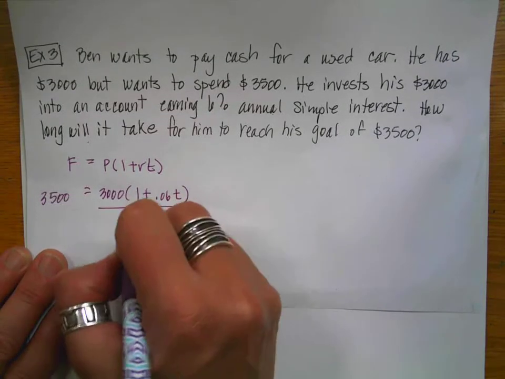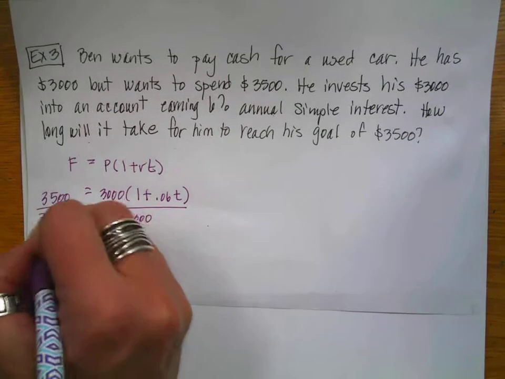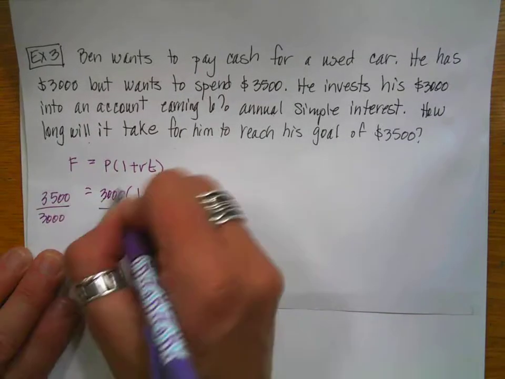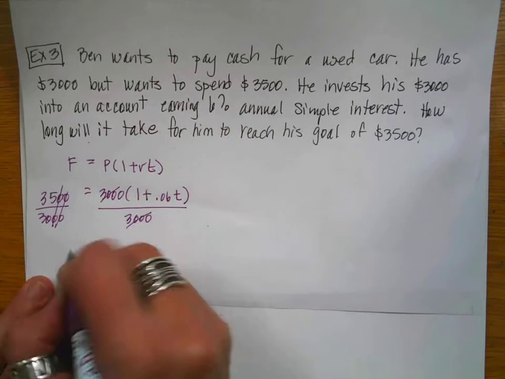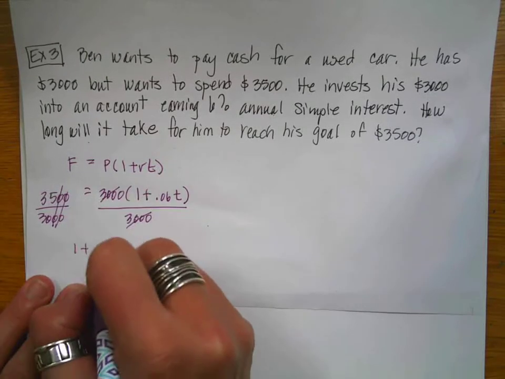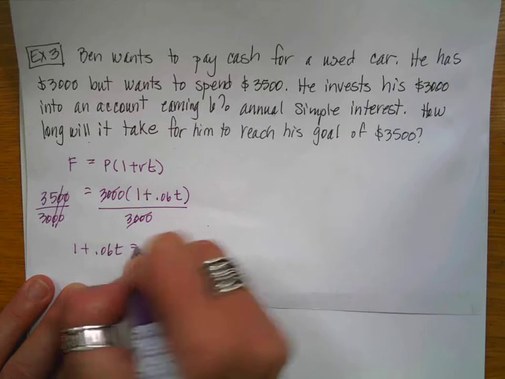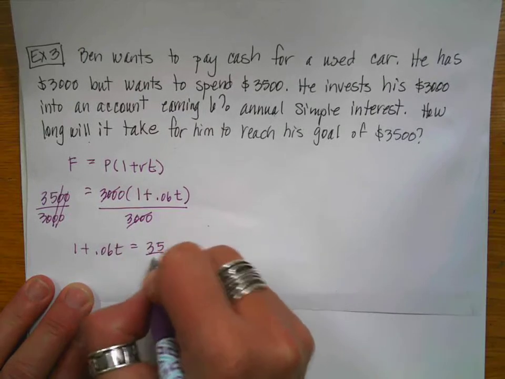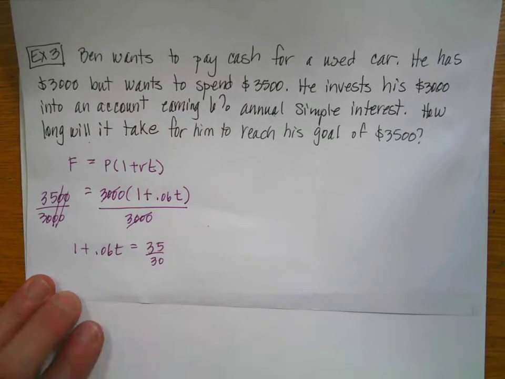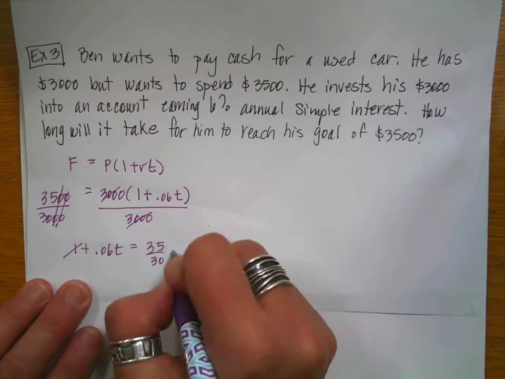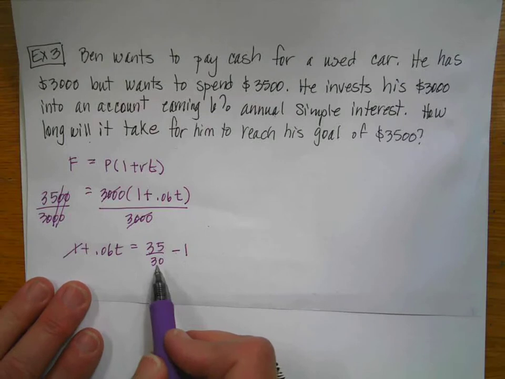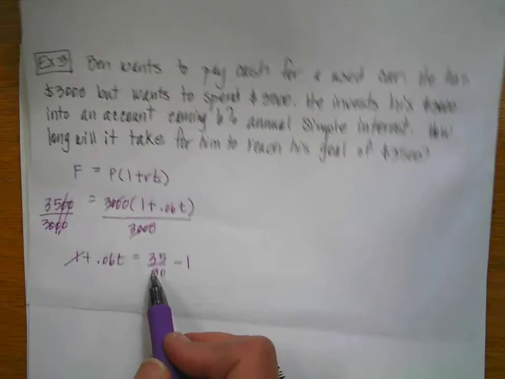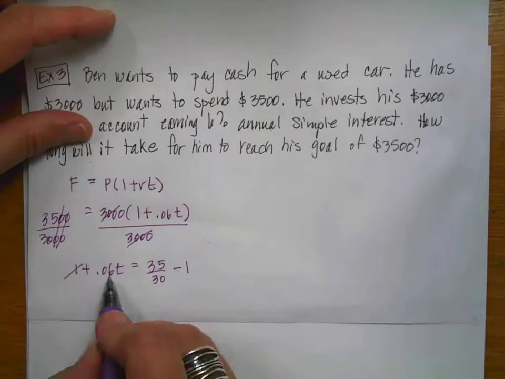So the first thing that we're going to do is divide both sides of the equation by the 3,000. So these two cancel. Those zeros cancel. And so I get 1 plus 0.06 times T is equal to 35 over 30. Now I'm going to subtract 1. Okay? And at this point, I'm not going to push buttons on my calculator. I'm going to wait until I'm done at the very end.